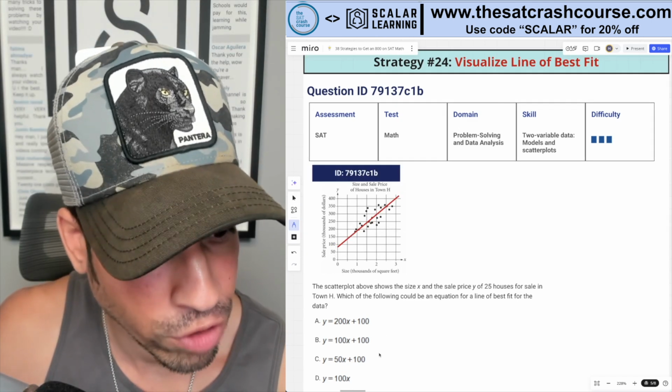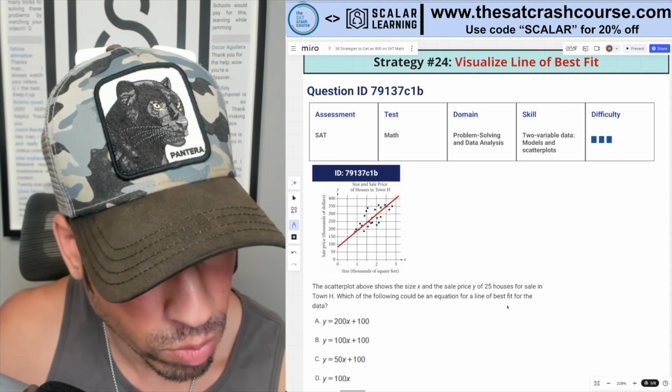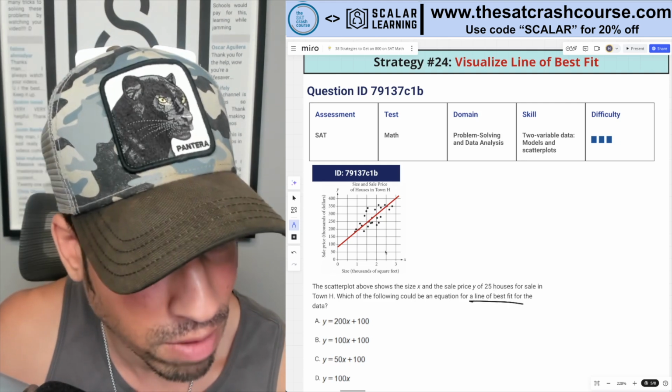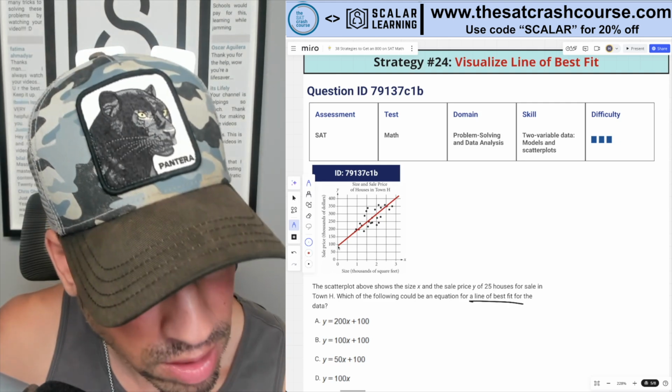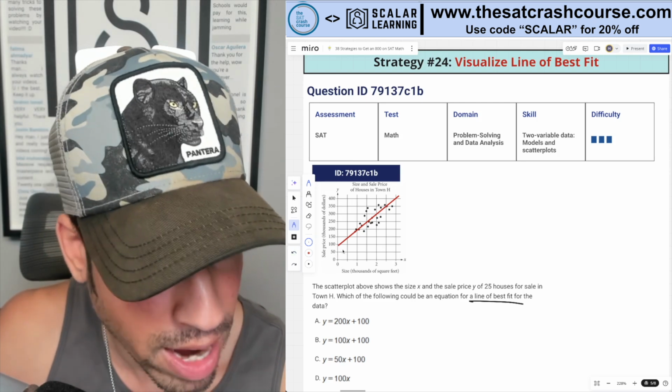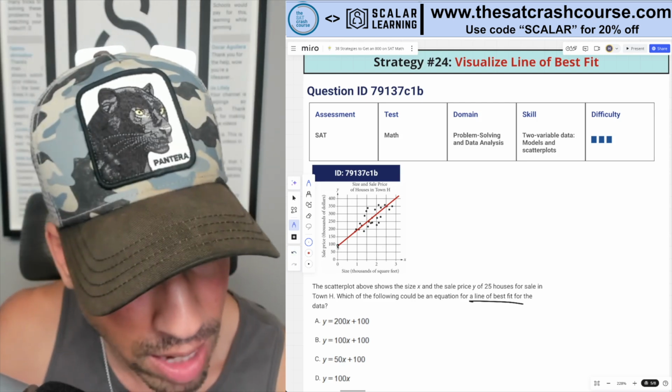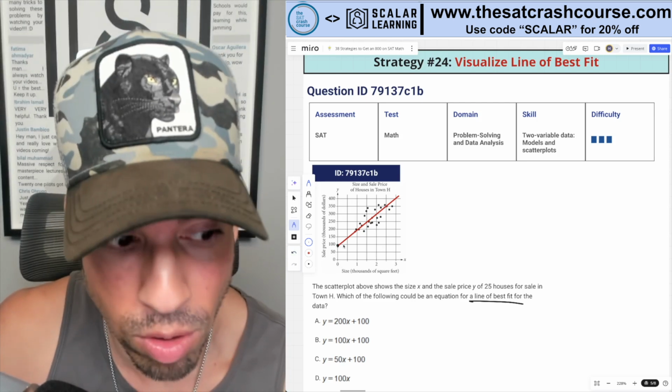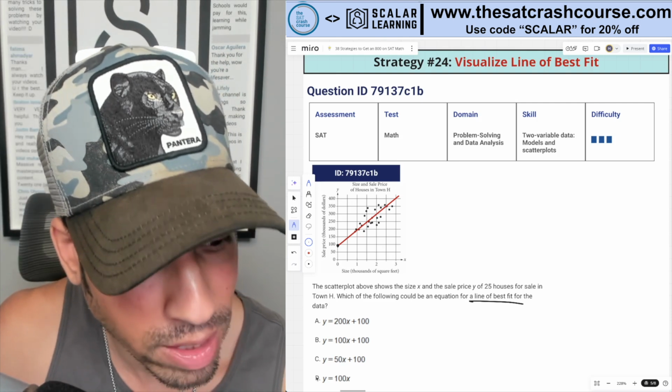Now it's asking which of these could be the equation, right? Which of these could be the equation for the line of best fit. Now, when I look at this, I can see that my y-intercept, because this is the y-axis, is somewhere around here, right? Maybe 90, 80, something like that. But I know it's not 0. I can say that definitively. So it can't be D, right?